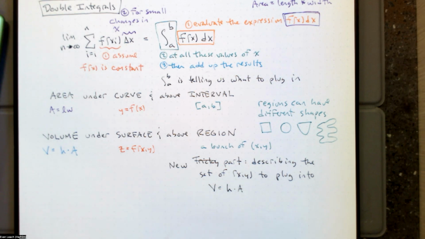We have to find a way to describe all these values of x and y to plug in. Very simple with a function of one variable. Here's a bunch of x's. That's it. Here's a bunch of x, y that has shape to it. We have to figure out how to describe that shape in a way that the expression will understand. Any questions?